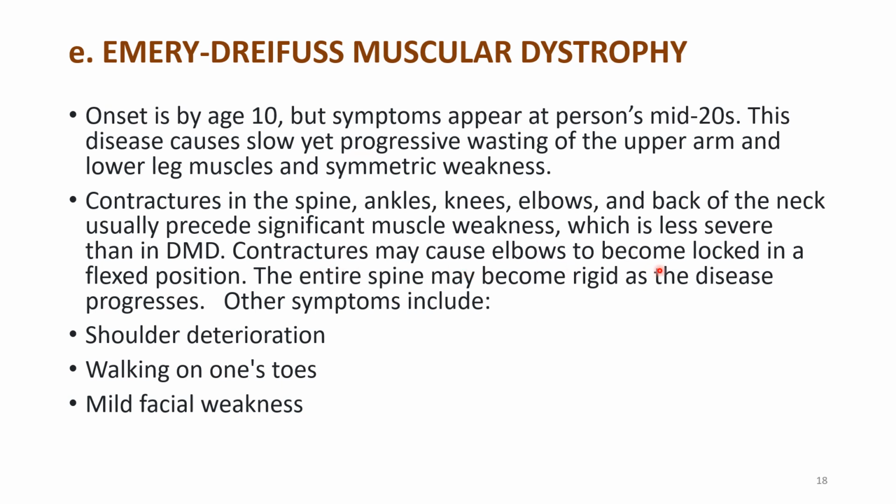Contractures may cause elbows to become locked in a flexed position. The entire spine may become rigid as the disease progresses. And the other symptoms will be shoulder deterioration, walking on one's toes, and mild facial weakness.